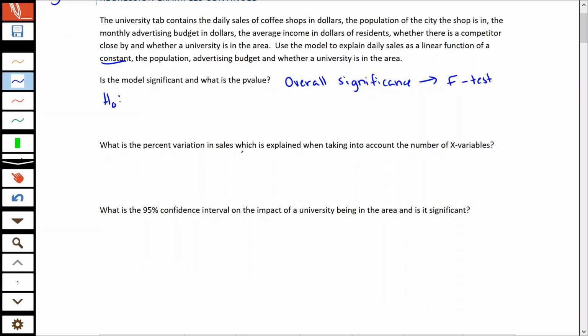The null from that is basically that all the coefficients are 0, meaning you've got some equation like y is equal to 100 plus 0x plus 0x plus 0x, and that doesn't help us, right? That basically means that nothing we're doing in any of our x variables is helping to explain y, and the alternative is that at least one coefficient is relevant or is not 0.